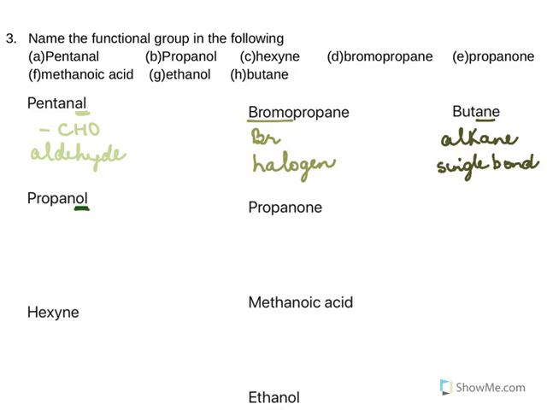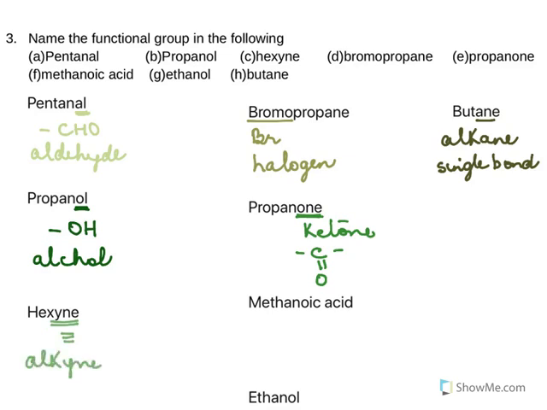Propanol: ol is alcohol. Alcohol is OH, so the functional group is alcohol. Propanone: one is ketone, functional group CO. Then we have hexyne. Yne is triple bond, so it's an alkyne. Functional group: triple bond. Then here we have methanoic acid. Oic is COOH. It is a carboxylic acid.